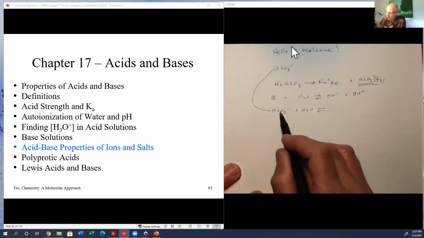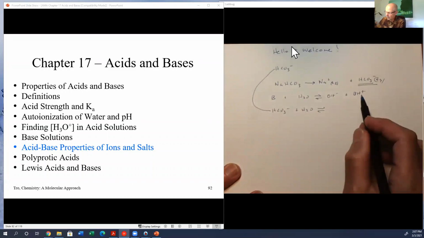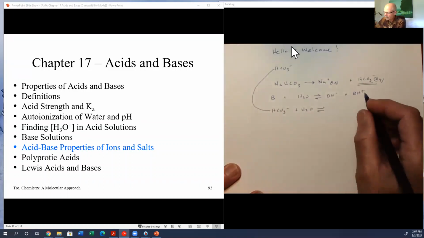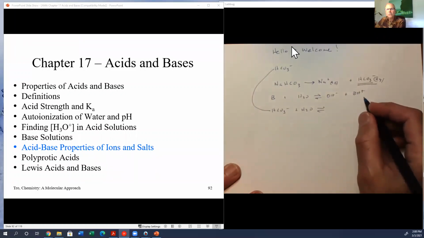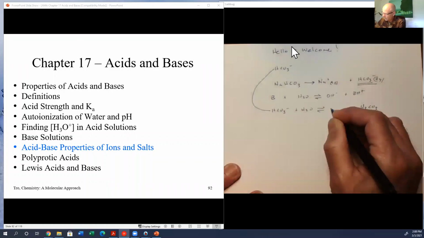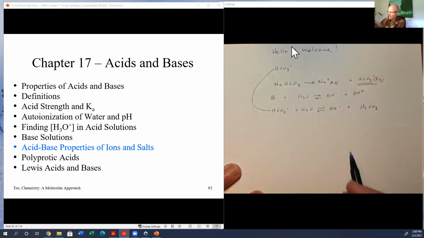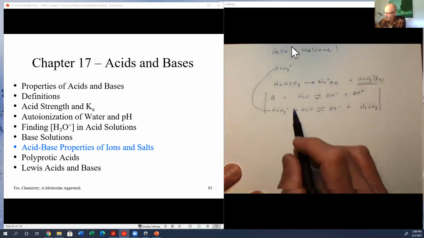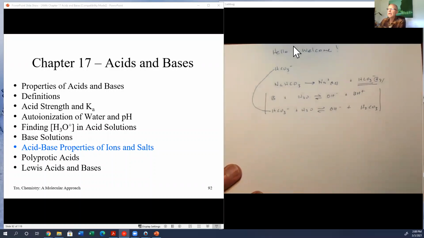So when it picks up a proton, instead of going to BH plus, instead of being a positively charged conjugate acid, it is a neutral conjugate acid. So the conjugate acid is H2CO3, and it forms OH minus. But can you see the parallel between these two equations? Everybody? Nod your head if you can see that. Awesome.